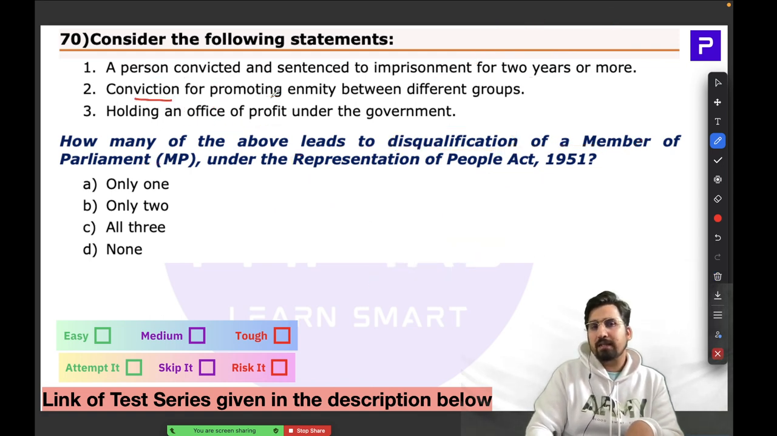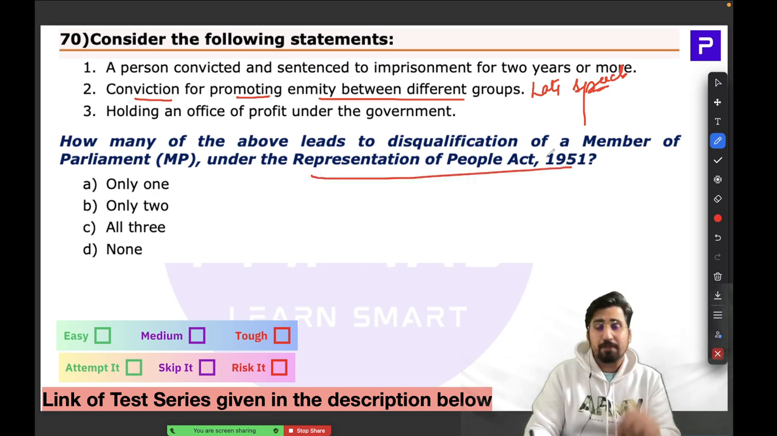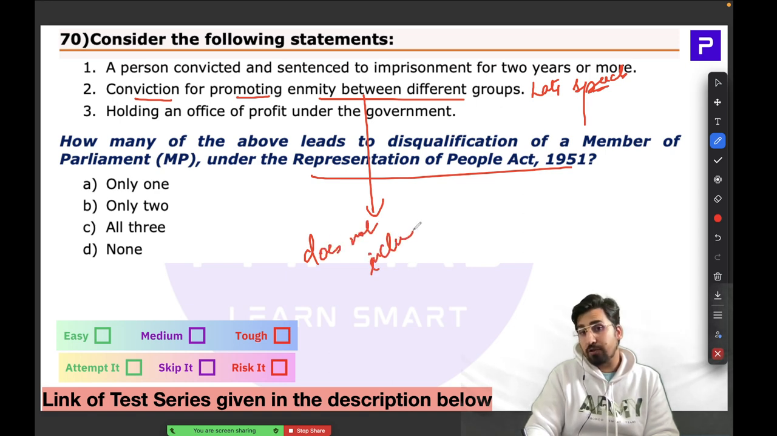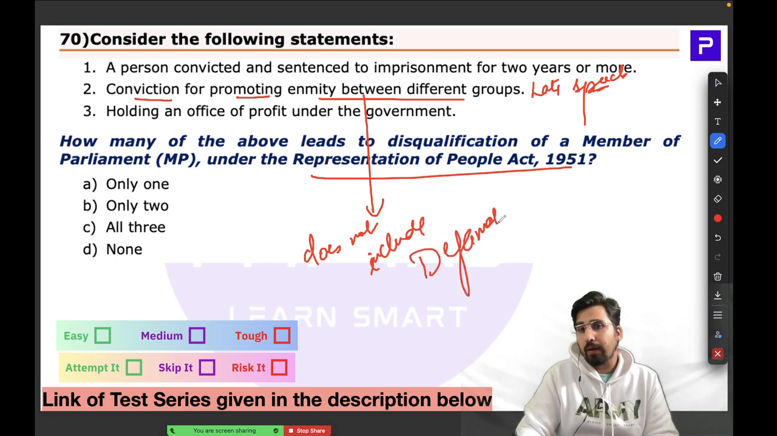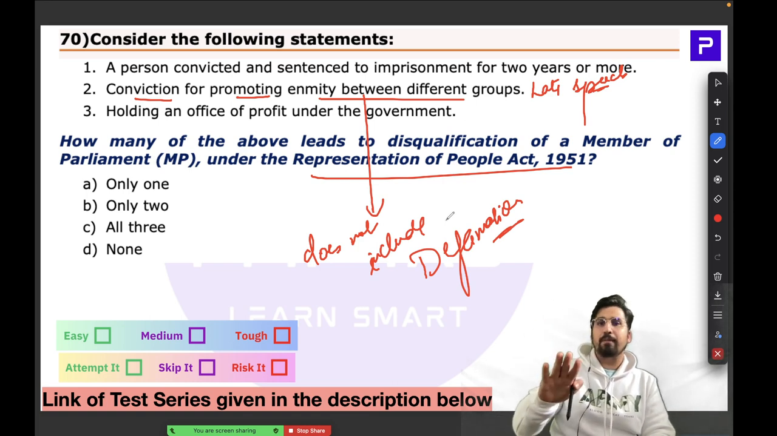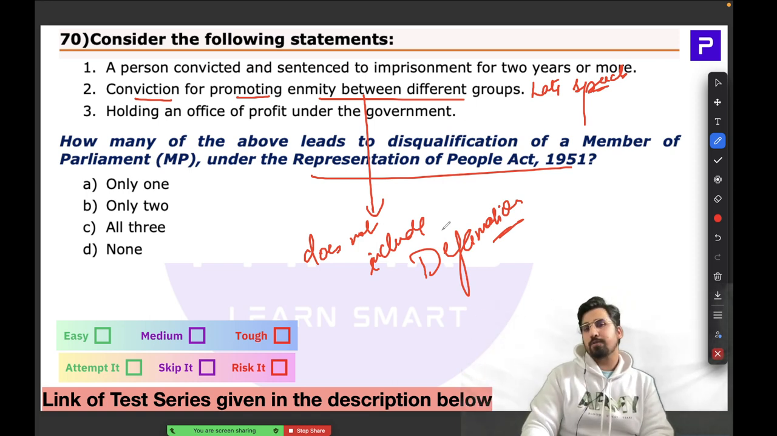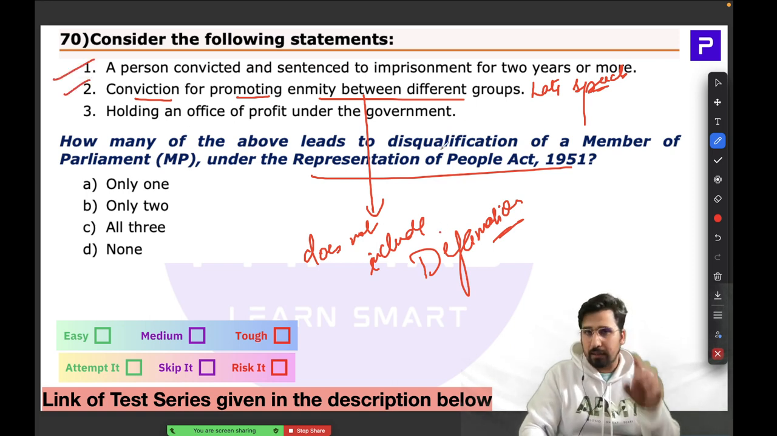Also, if anybody gets convicted for promoting enmity between different groups, if somebody is doing hate speech, yes, that person is also going to be disqualified under the act. Please be very careful. This particular provision of hate speech, I'm mentioning it broadly, does not include the defamation thing. Rahul Gandhi was given a sentence for defamation. That is why the Supreme Court has quashed that particular judgment. I hope you got it right. Now, the first two are there, but look at the third one.